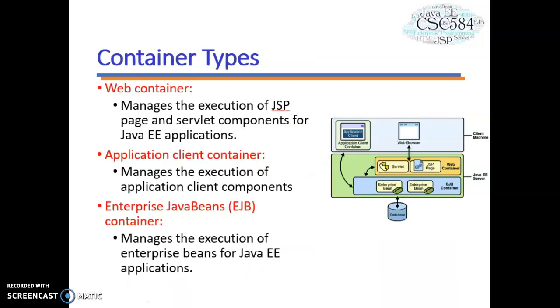Right, let's look at container types. Basically in JavaEE, you have about three container types. The first one is the web container, which manages the execution of JSP pages and servlet components for JavaEE applications. Second is the application client container. This one manages the execution of the application client components. Third, for the JavaEE server, besides the web container, there is the EJB container. The EJB container manages the execution of the enterprise beans for the JavaEE application.